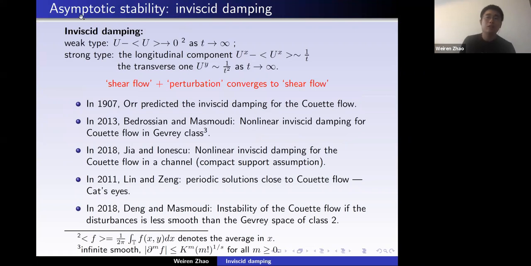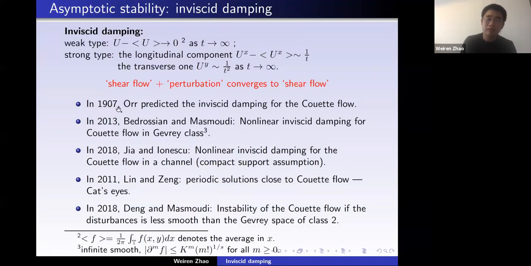Before that, I would like to introduce a very famous phenomenon in the stability of fluid dynamics, which is called inviscid damping. What does it mean? It means that the velocity will converge to its average. But it has some stronger type of inviscid damping, which means that the horizontal velocity will converge to its average. The convergence rate is 1/T. And the vertical component of the velocity will decay to zero, with decay rate 1/T squared. It means that formally, for some shear flow, you give a perturbation, then it converges back to a shear flow. These two shear flows may be different because you have the average here.